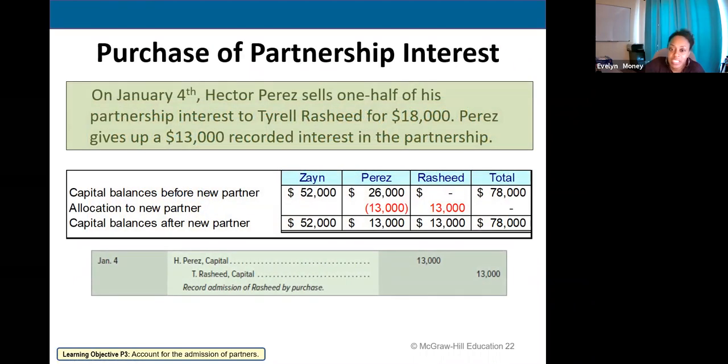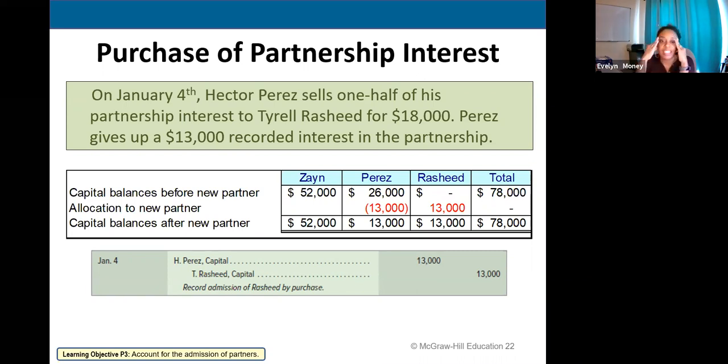So let's see this example. We're still dealing with Zane and Perez, but now we have somebody new coming in. So on January 4th, Perez sells one half of his partnership interest to Tyrell Rashid, and Zane has to agree to this. So Perez sells it for $18,000, and Perez gives up a $13,000 recorded interest in the partnership.